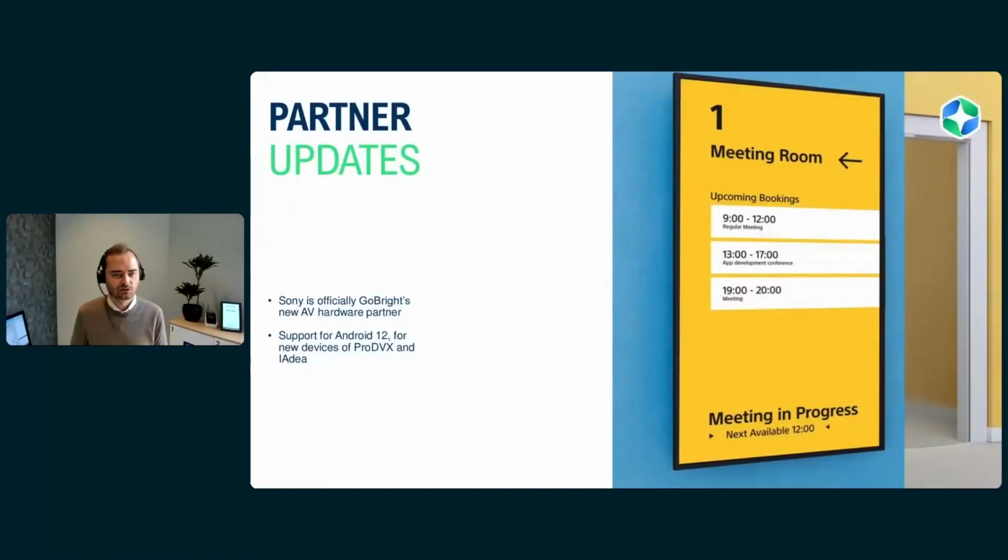Then a brief update on our hardware partners. We have added Sony as an official GoBright certified hardware partner for our digital signage solutions. So now for all our resellers or customers, if you have Sony or if you're thinking about using Sony, we have on our certified hardware page on our support.gobright.com page the list of which devices of Sony are certified. So yeah, for the digital signage, which is the Bravia line.